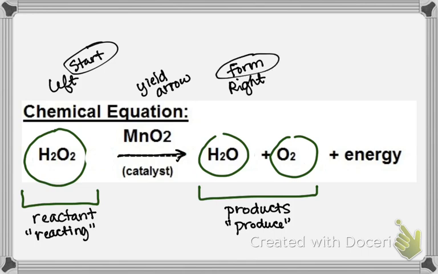Now this right here, it even tells you, this is not always written here, but I did keep this in this slide for the sake of understanding what a catalyst is. This MnO2, which is manganese oxide, is a catalyst. A catalyst is anything that speeds up a reaction. It allows the reaction rate to increase. Sometimes you need a catalyst in order for a chemical reaction to take place. So this is going to speed up your reaction rate.